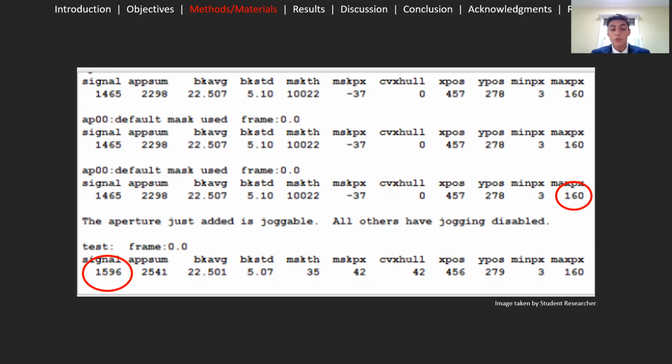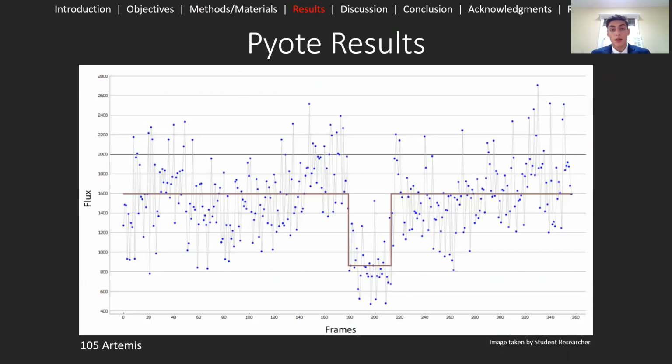Once these two values are true, I can then move to observing and then analyzing the event. The first step in the analysis process is uploading the data to Pyote. Pyote then creates a flux by frame graph clearly showing the asteroidal occultation and the magnitude drop, seen here in the center of this image. Now, due to very clear sky conditions and a dim moon, these results were very clear.